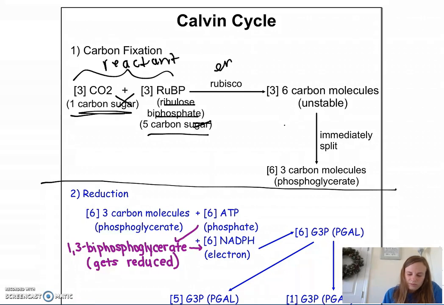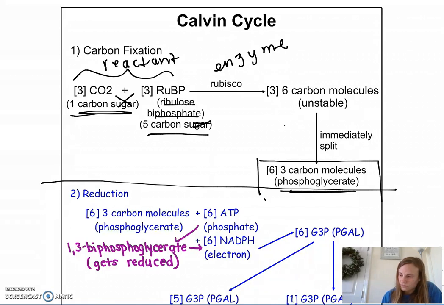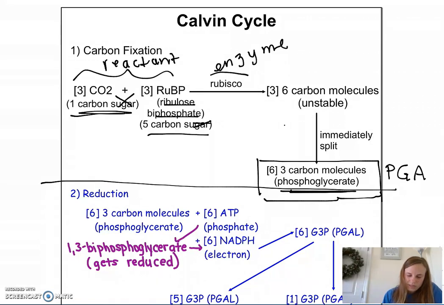Using the enzyme Rubisco, these molecules join to form a very unstable six-carbon molecule, which then immediately splits into three-carbon molecules called phosphoglycerate, and we make six of those. So you need to know phosphoglycerate, which is also known as PGA. You need to know Rubisco, and you need to know ribulose bisphosphate.